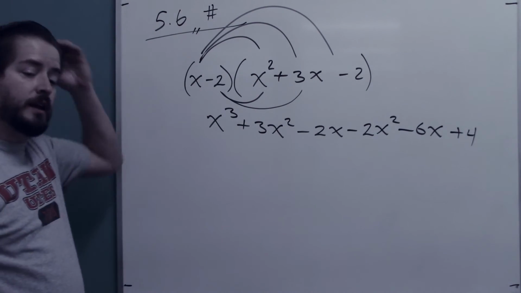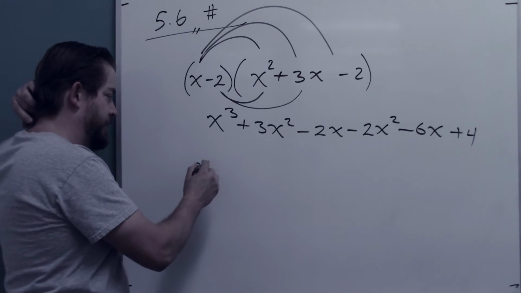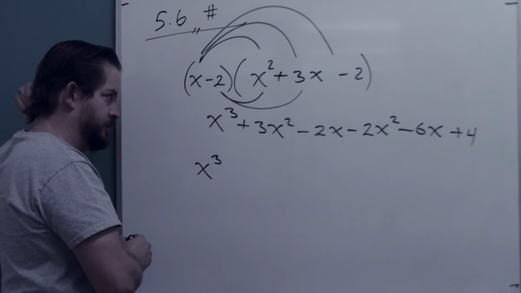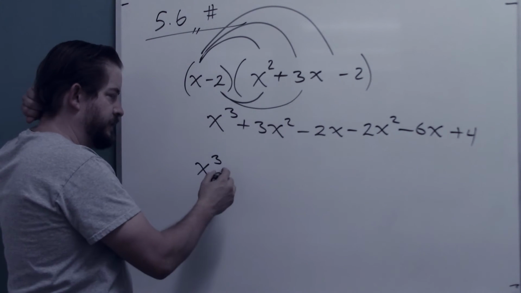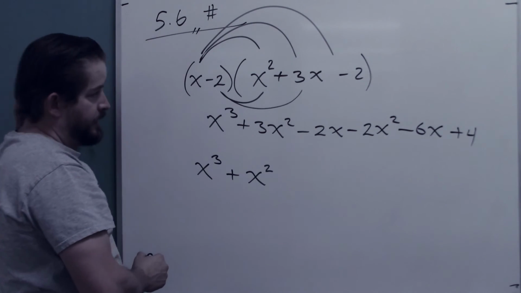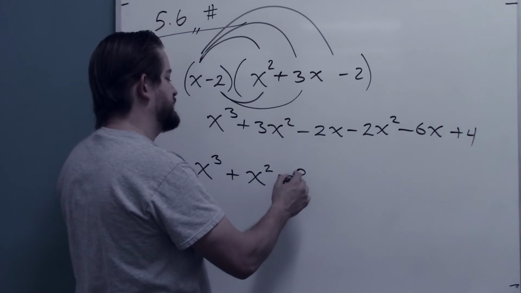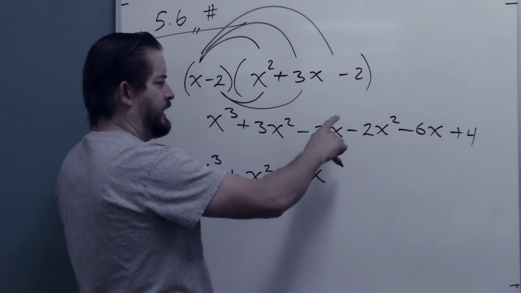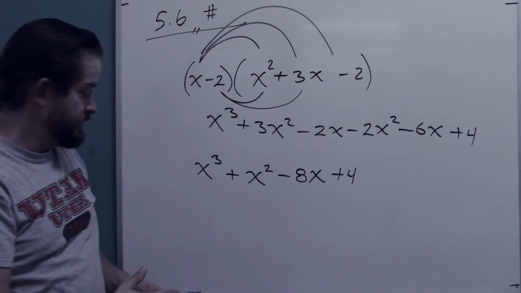Simplify, of course, and write it in descending order. So my highest power is x to the 3rd. There's nothing to combine with it, so it's just x to the 3rd. I have a 3x squared minus 2x squared, so that just gives me plus an x squared. And then I have a minus 2x and a minus 6x, so I can combine that to be minus 8x. And then just this plus 4. Right? And your answers look like this.